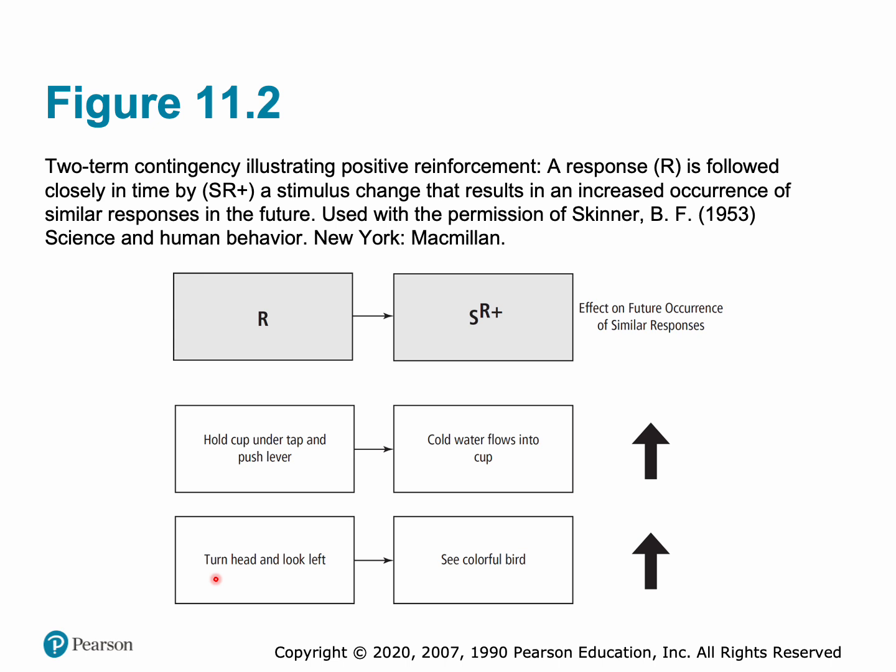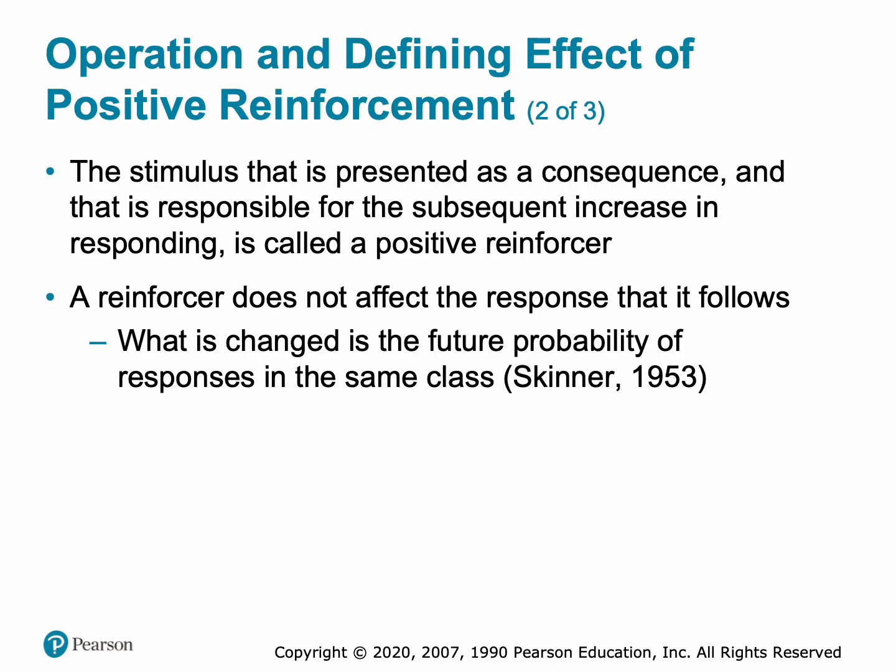Okay, let's look at the next example. You turn your head and you look left. You see a colorful bird. Okay, so there was an addition of a stimulus. So in the future, you're more likely to turn your head and look left. Why? Because you're likely to see a colorful bird. And that's it. This stimulus here functioned as a reinforcer to increase this behavior of turning your head and looking left. So those stimuli that are presented following behavior are positive reinforcers, right?